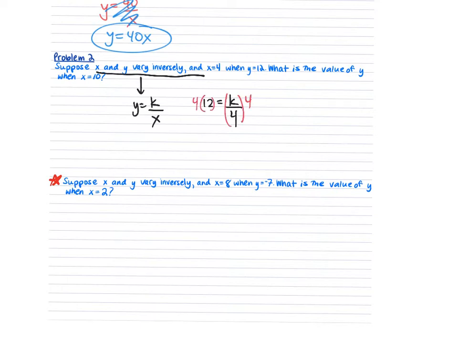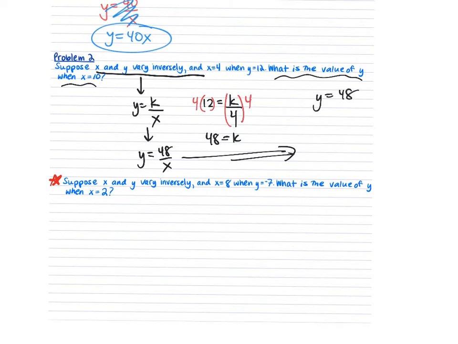Multiply 4 by both sides, so k is 48. And so then we can write that the function is y equals 48 divided by x. Oh, I always do a k there, x. Okay, and then what is the value of y when x is 10? Then you just use your function, y equals 48 divided by 10, which is 4.8. So y equals 4.8 when x equals 10.